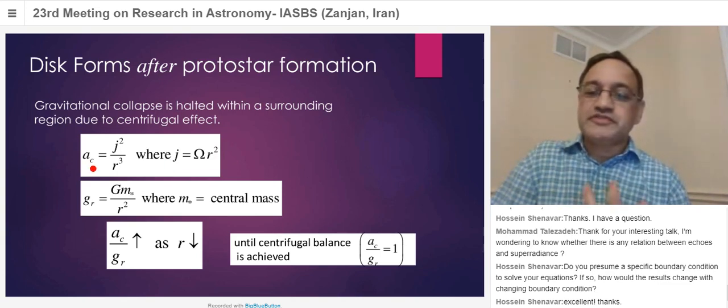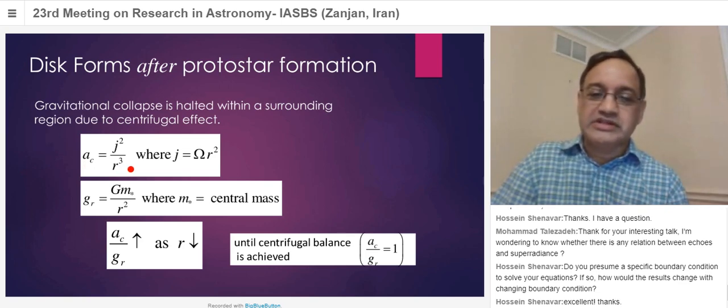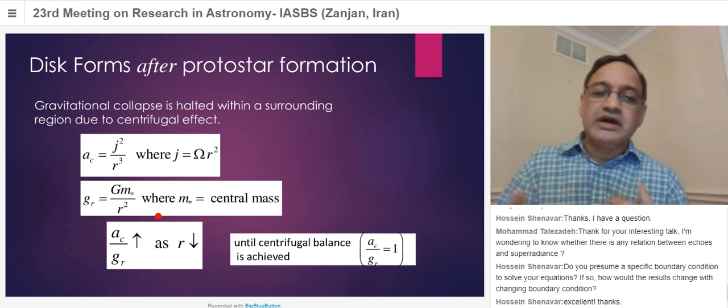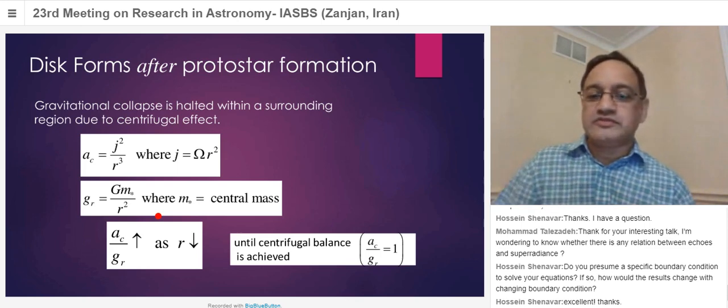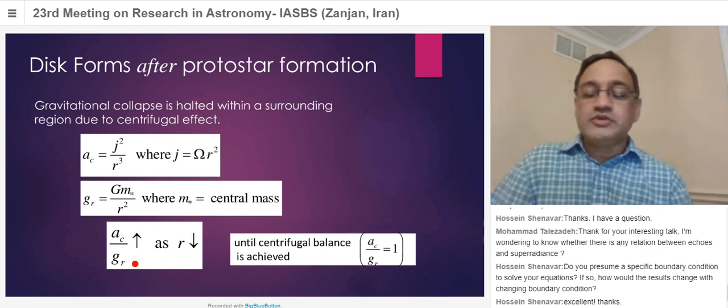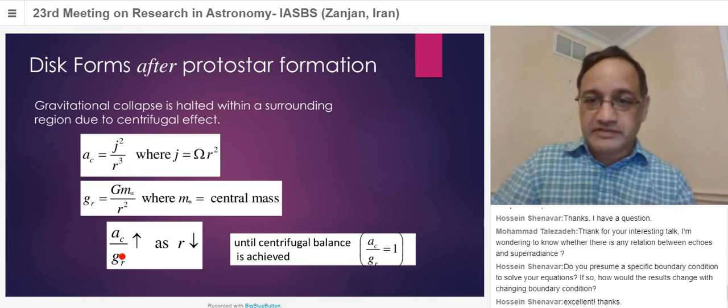is conserved, so the centrifugal acceleration increases as 1 over r cubed as you follow a Lagrangian mass element, whereas the gravitational field, if it is primarily set by the central star mass, will, as you all know, increase as 1 over r squared. And so since this quantity increases more rapidly as r decreases, you will eventually get to a point where the centrifugal effect balances gravity.